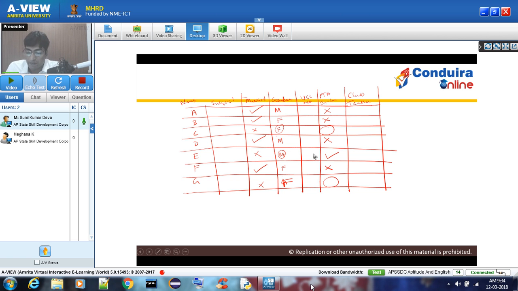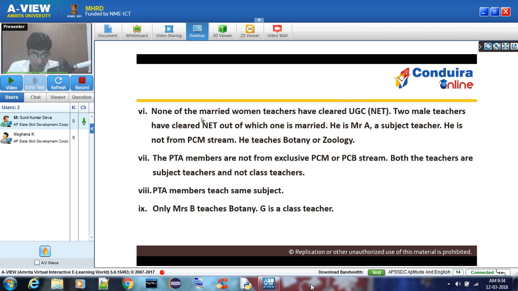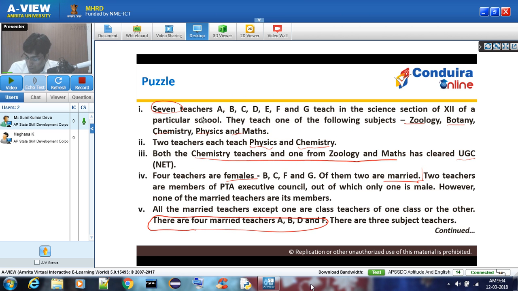Now this has given us some way forward. The big problem still remains, we don't know the subject. Let us now see if we have any positive information to fill the way we have been filling till now. All the married teachers except one are class teachers of one class or the other, but I still don't know how to use it.